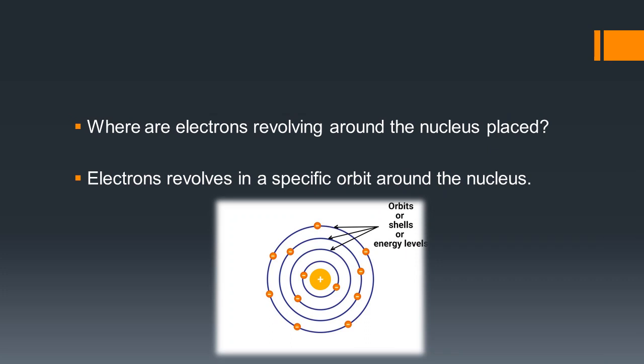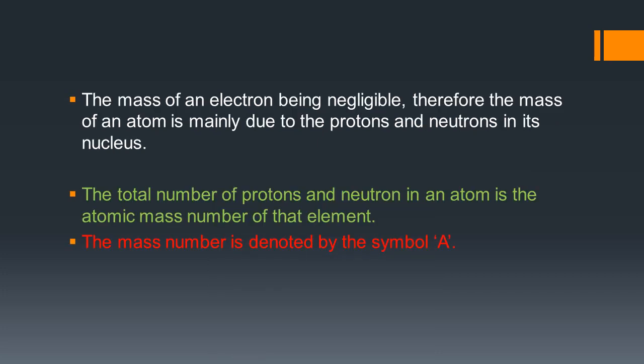Where are the electrons revolving around the nucleus placed? Electrons revolve in specific orbits around the nucleus. You can see a blue colored orbit on which the orange electrons are revolving around the nucleus. Students, the mass of an electron is very negligible, therefore the mass of an atom is mainly due to the protons and neutrons in its nucleus.